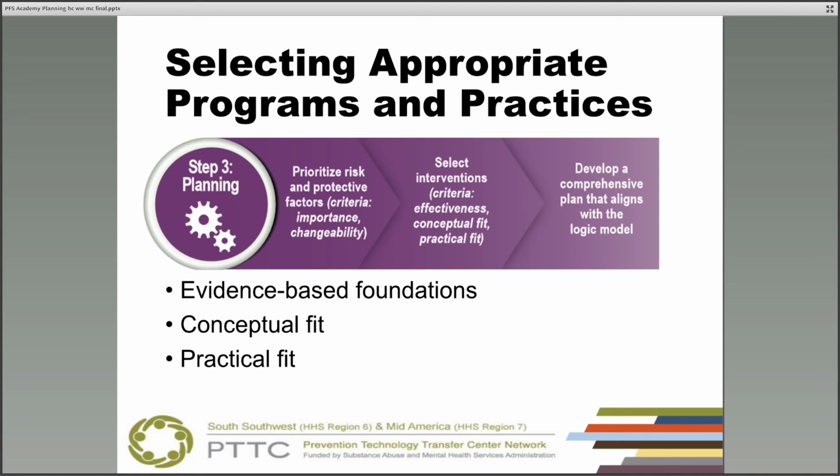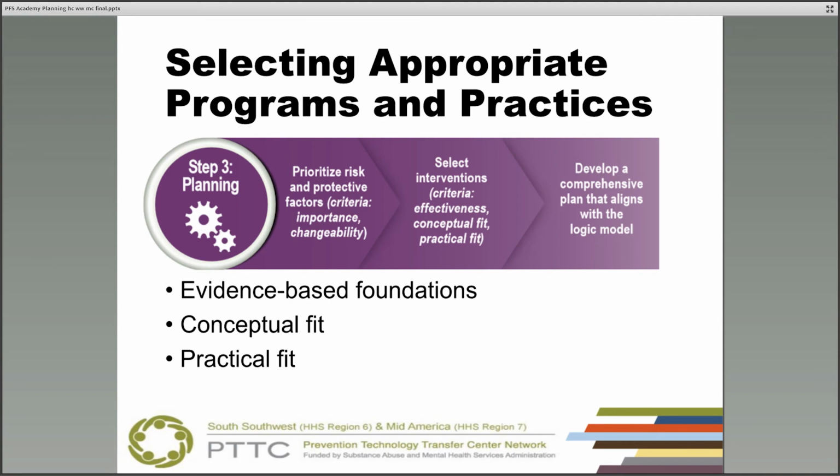So moving now towards, we've assembled our planning team, we've trained our planning team, we've prioritized our risk and protective factors. Now we come to an extremely important part of the planning process, and that is selecting interventions. And so we need to look at 3 basic components, or 3 basic areas that we need to make sure that we address in our planning. The first is evidence-based foundations. I'm going to talk about that in just a little bit, but this becomes very, very important.